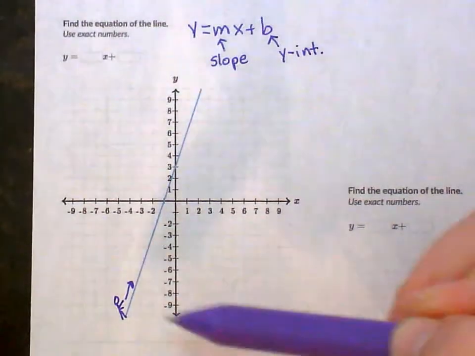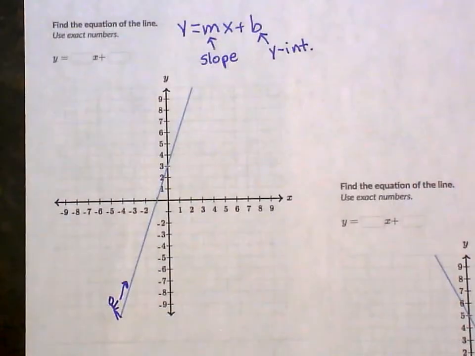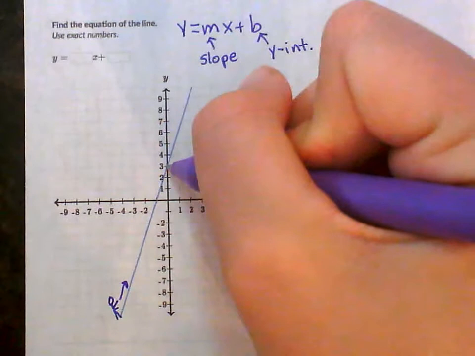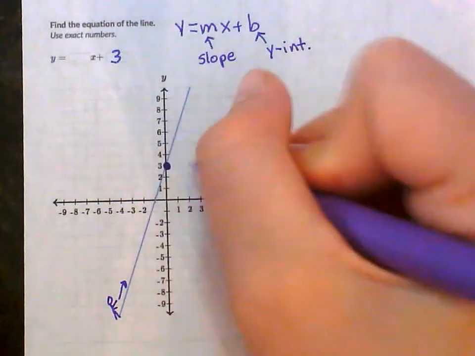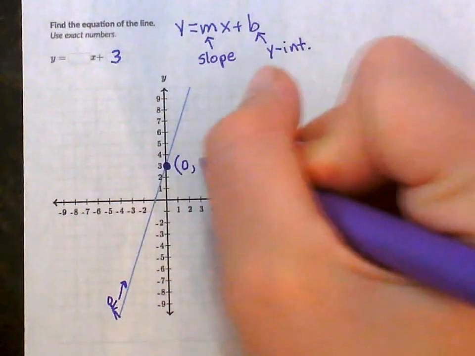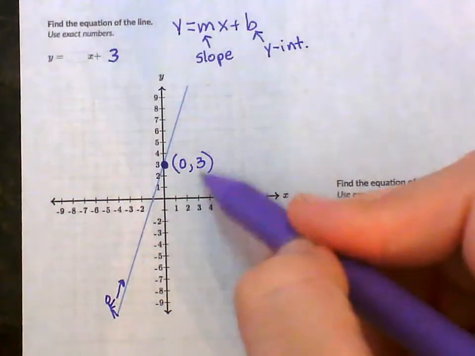So I look at the y-axis. Where does the line go through the y-axis? Right here at +3. So I'm going to write +3 here, because that's where the line goes through the y-axis at 0, 3. X will always be 0 for the y-intercept, so you plug in the y value.